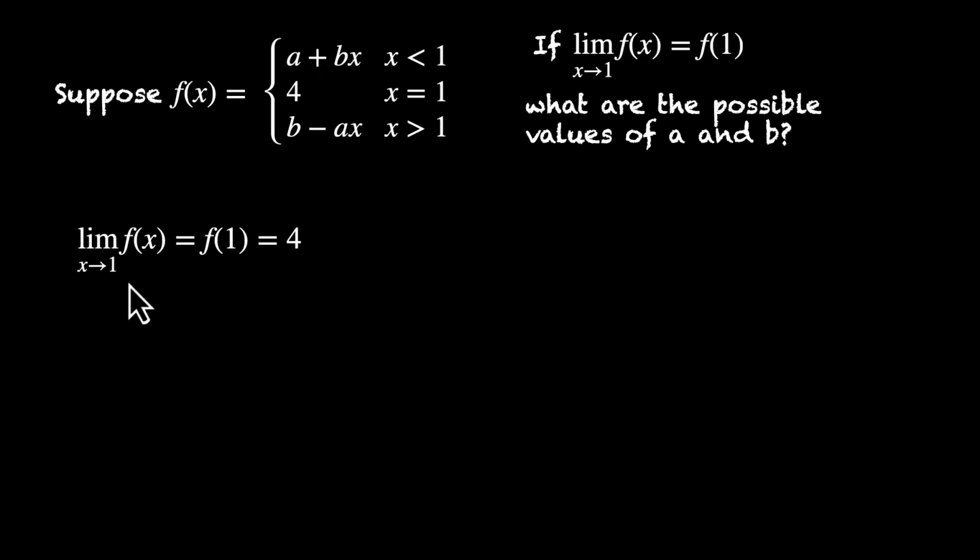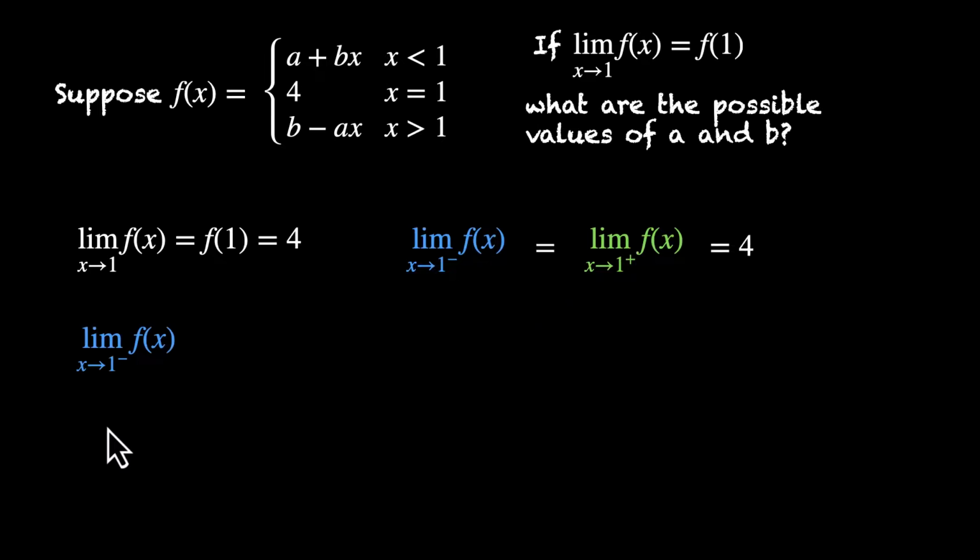The limit as x approaches 1 is equal to f(1), that's equal to 4. This is given, which means that the left hand limit, the limit as x approaches 1 minus, is going to be equal to 4. That's also going to be equal to the limit as x approaches 1 plus, which is the right hand limit. Both of them will be equal to 4. So let's take these limits one by one. As x approaches 1 minus, we'll use this definition, a plus bx.